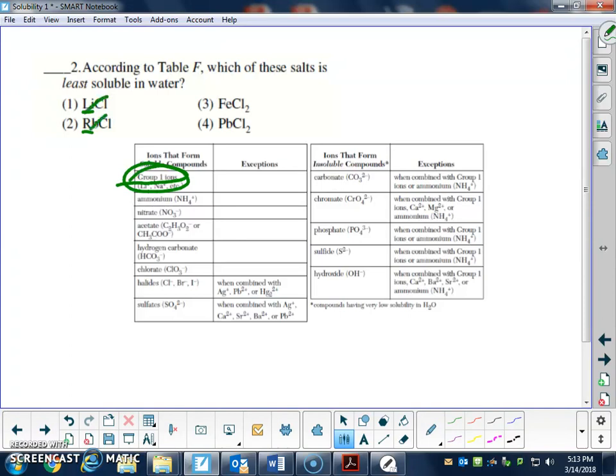They're soluble. Now we come down to the chlorides, because you have chlorides. So you're looking at these, and right there it says the lead chloride is the one that is insoluble, so this is your answer. Lead chloride is the least soluble of the bunch.